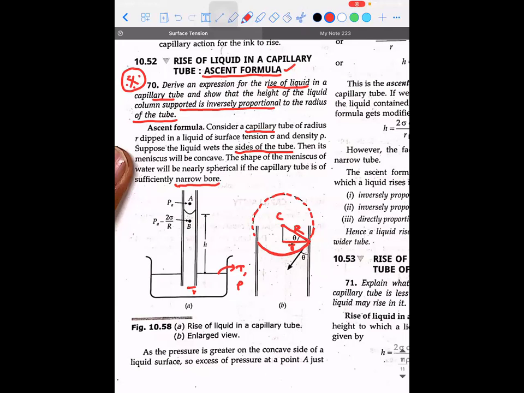Okay, sir. Got it? So, since it forms a concave meniscus, how will the angle of contact here be? The angle of contact will be theta, which is going to be acute again. Is this point clear, guys? Yes, sir.